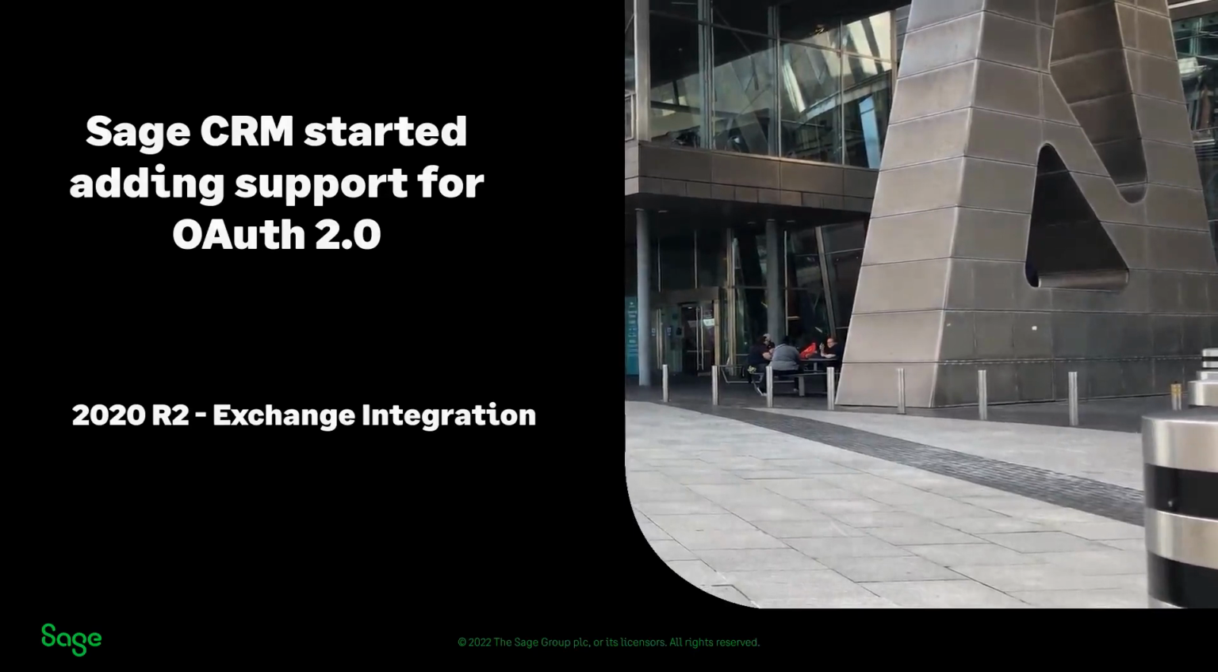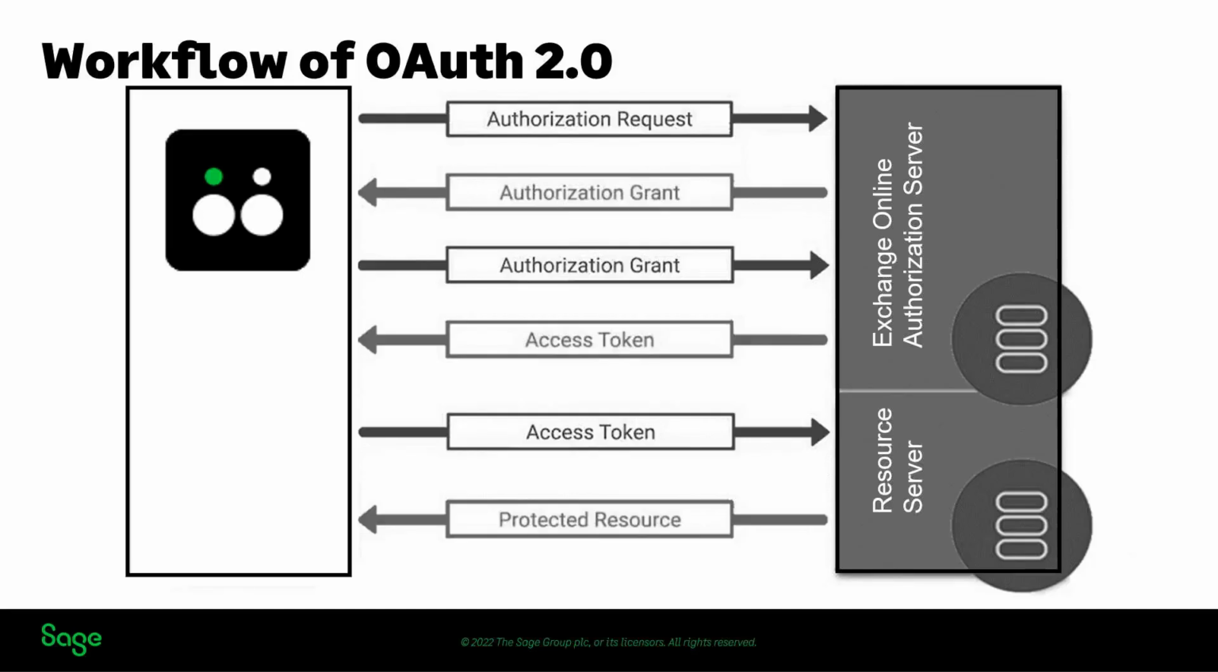How does it work? Well, OAuth 2 works by providing to clients, such as Sage CRM, a secure delegated access to a server resource like Exchange on behalf of a resource owner. It specifies a process for a resource owner to authorize third-party access to their server resources without sharing their credentials. So OAuth 2 essentially allows access tokens to be issued to a third-party application like Sage CRM by an authorization server with the approval of the resource owner.